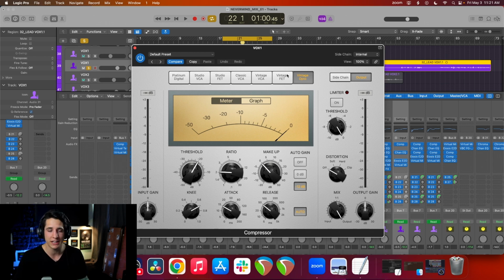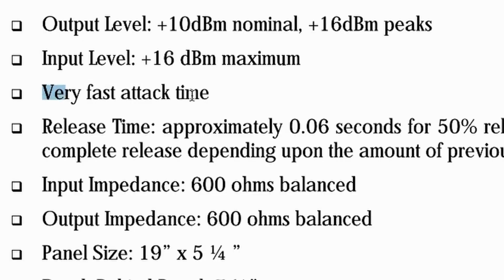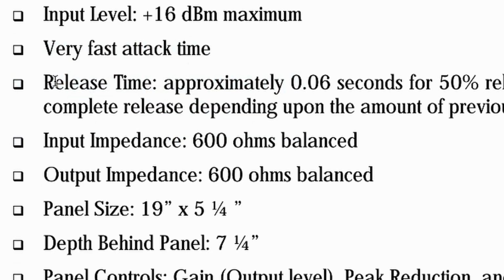To explain that further, if we go over to the specifications of an LA2A, this is from Universal Audio, the actual specifications of the physical analog gear. This is the interesting part that you'll find. It has a very fast attack time, so that's easy, we can dial it in. But the release time is the thing that is unique about an LA2A.